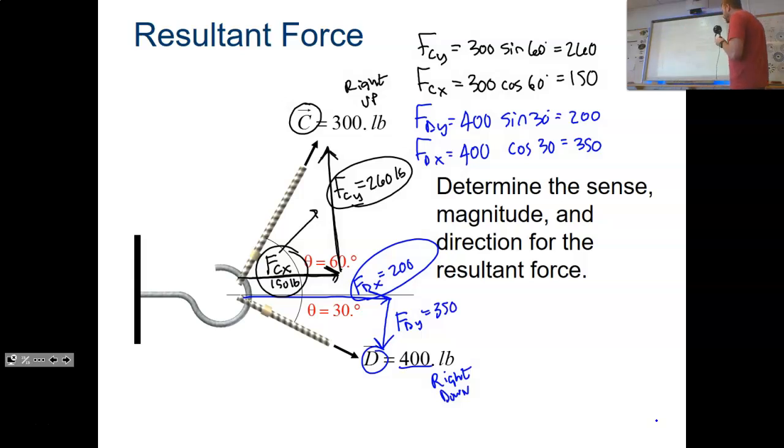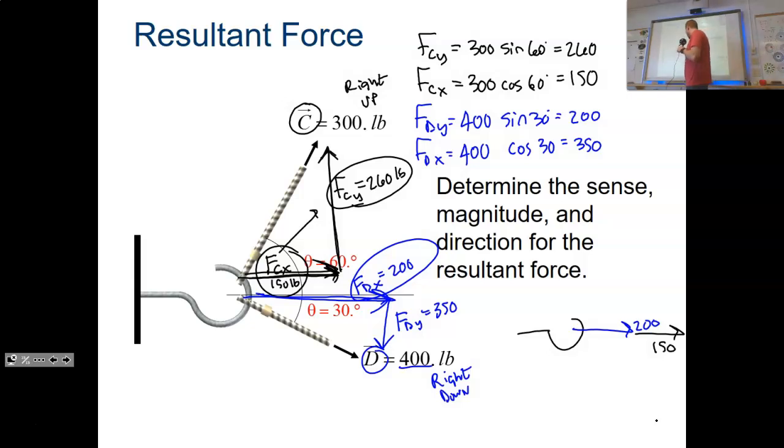So, whoa. What's happening? Our hook is being pulled to the right at 200. It's also being pulled to the right at 150. Our hook is being pulled down at 350. And our hook is being pulled up at 260.